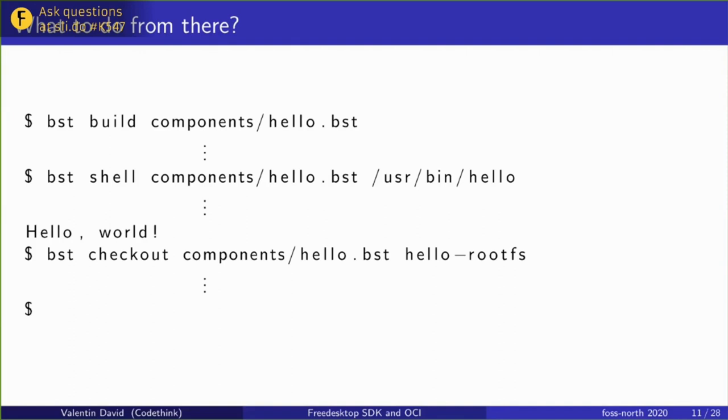Then once it's built, you can just run it to test it. So bst shell. You can either open a shell into it, or you can just run the command and it will print hello world. And if you want, you can check out the artifact. So make a rootfs, and it will make a directory containing all the files of the element and all its runtime dependencies. So it's ready to run. You can do a chroot in there and run it if you want. So that was just a quick introduction to BuildStream.